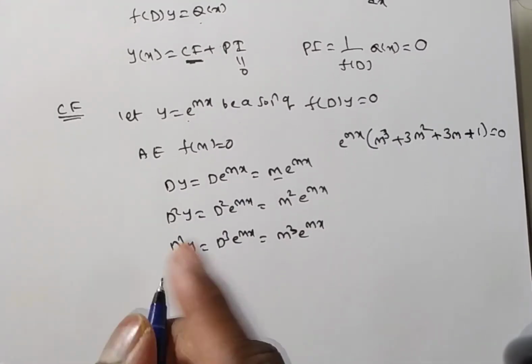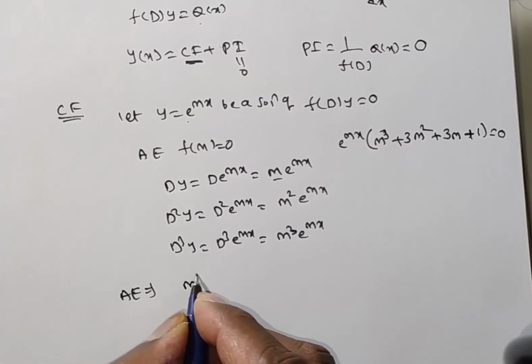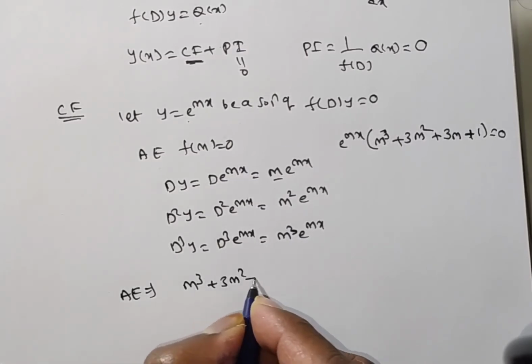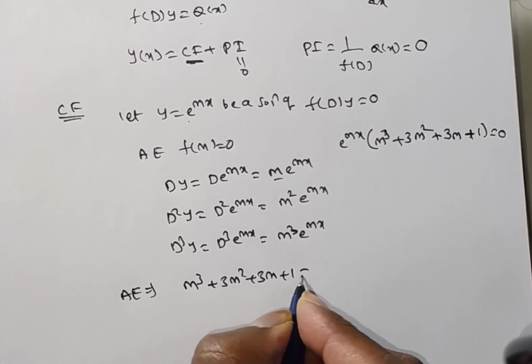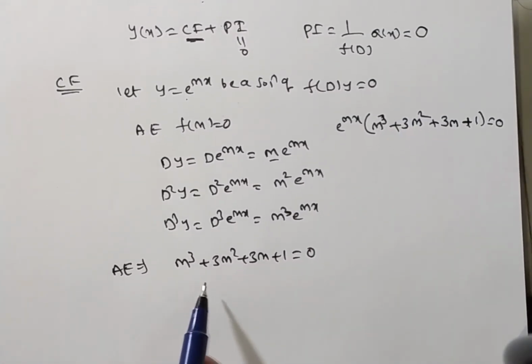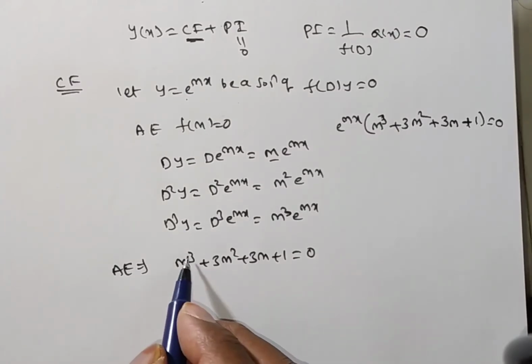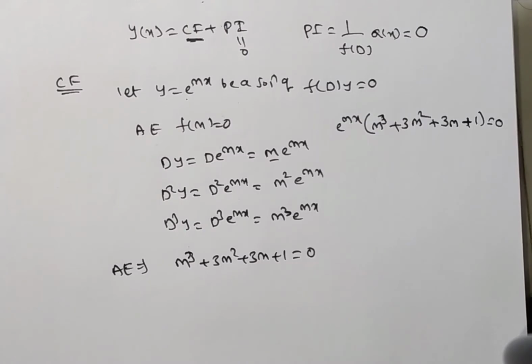So what you can say now, the auxiliary equation is f(m), which is m³ + 3m² + 3m + 1 = 0. Now you observe, it is a cubic polynomial equation. Now we have to find the roots. How many roots are we going to get here? 3 roots we are going to get. Okay. In a polynomial expression, you observe all the signs are what?